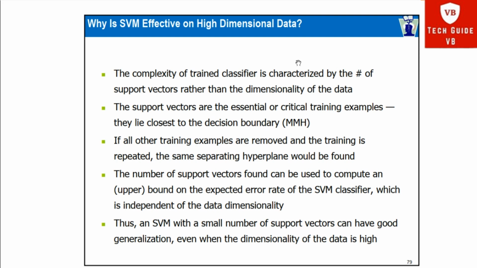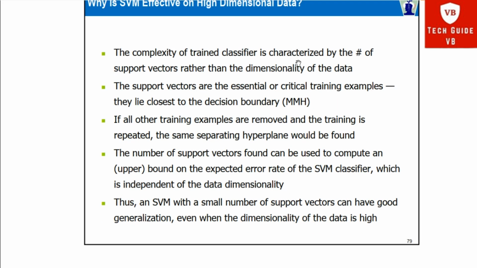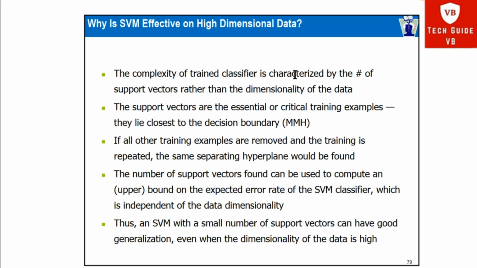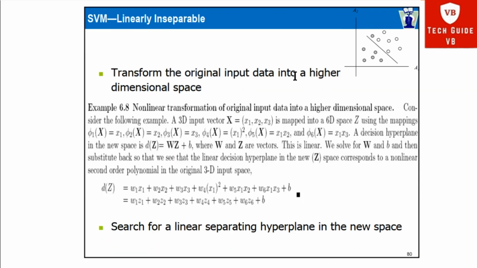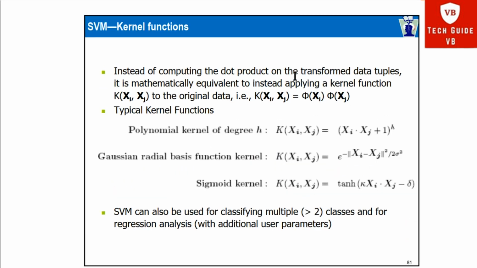So the SVM with a small number of support vectors can have good generalization even when the dimensionality of data is high. So if the dimensionality of data is high, then SVM generates a small number of support vectors because of good generalization. Okay, so these are some of the reasons for why SVM is effective on high dimensional data.